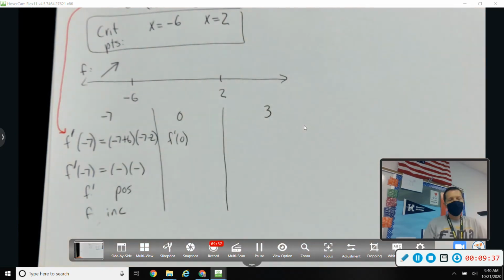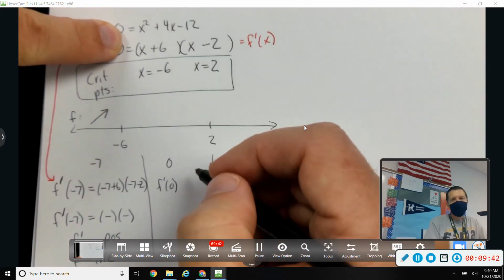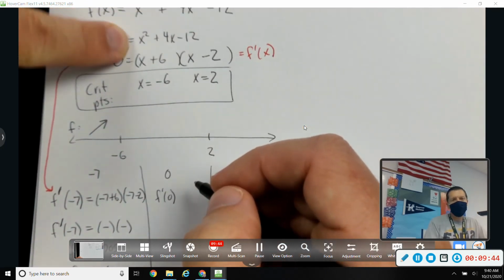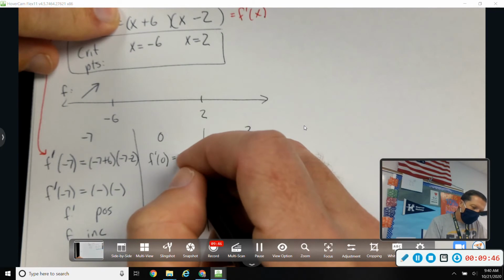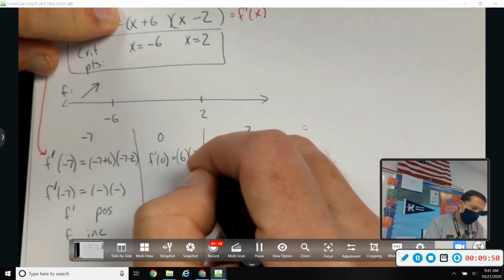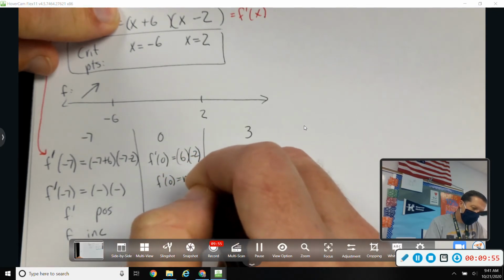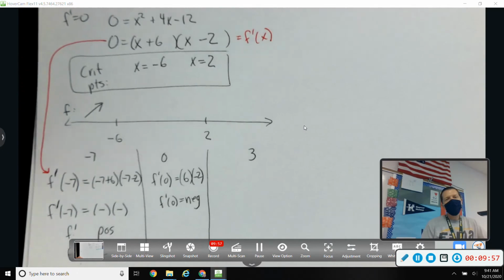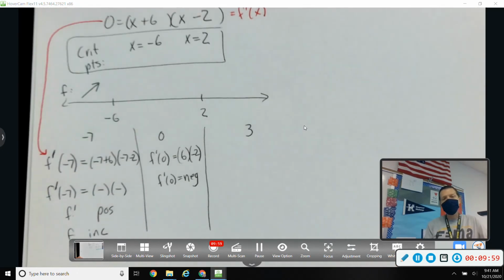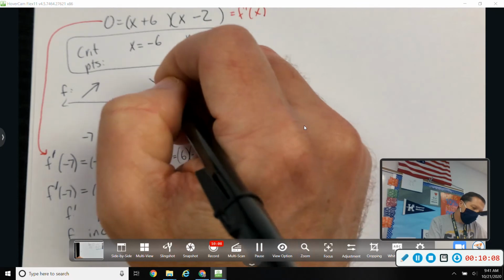All right, let's try f prime at 0. Again, I think the factored form is easier. Well, actually for 0, either form would be fine. So I got 0 plus 6 and 0 minus 2. So f prime on that interval is negative. So the derivative is negative. That means the slope is negative. That means f is decreasing.